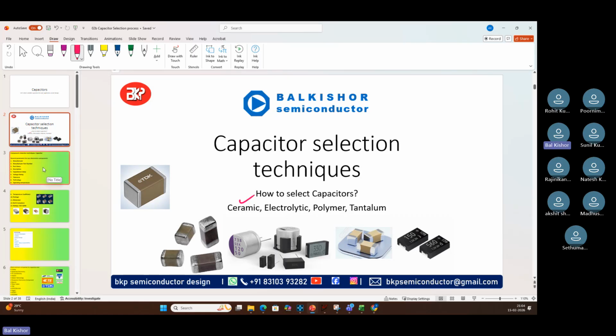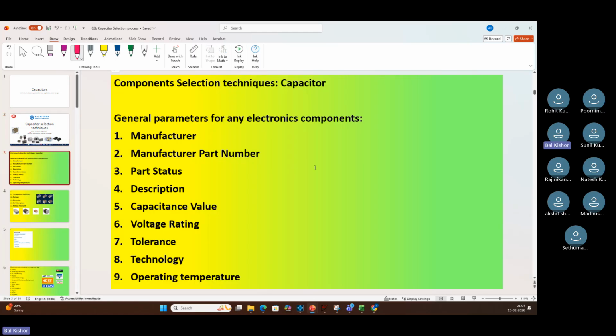So a general practice that everyone must have is to look at the common parameters, like manufacturer part number, part status, which is going to be active. Okay. Manufacturer is very, very important because you have to understand which manufacturer you should focus on. Then capacitance value, voltage rating. Why voltage rating is important? That I will tell you in a few minutes.